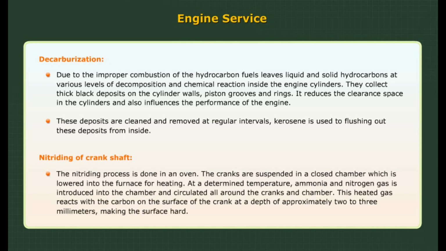Nitriding of crankshaft. The nitriding process is done in an oven. The cranks are suspended in a closed chamber, which is lowered into the furnace for heating. At a determined temperature, ammonia and nitrogen gas are introduced into the chamber and circulated all around the cranks and the chamber. This heated gas reacts with the carbon on the surface of the crank at a depth of approximately 2 to 3 millimeters, making the surface hard.